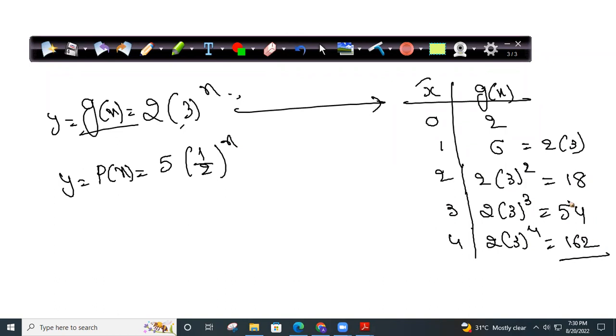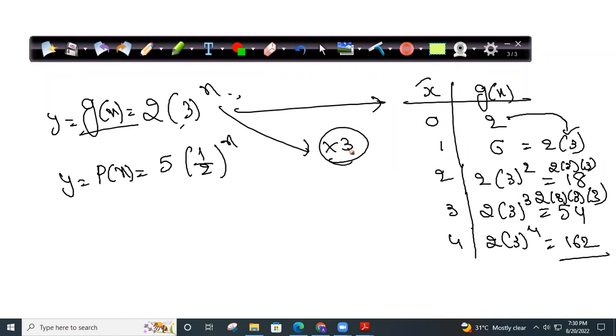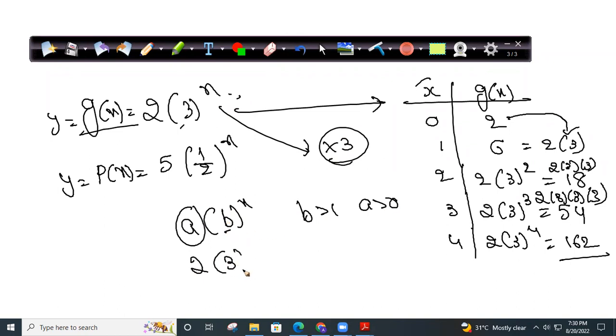So what is happening here? First is 2, then multiplying 2 into 3, then 2 into 3 into 3, then 2 into 3 into 3 into 3. So if you see this, to get the next term, I multiply with 3. So what is the meaning of an exponentially increasing function? The form of an exponential function is a into b power x, where b is greater than 1 and a is positive. Means a should always be positive and b should be greater than 1. For example, 2 into 3 power x.